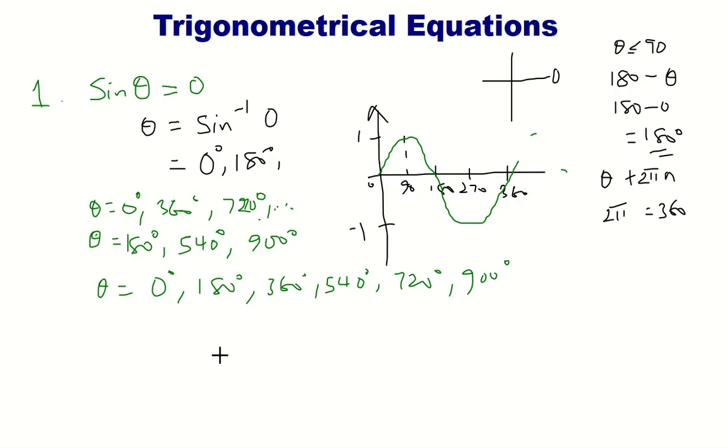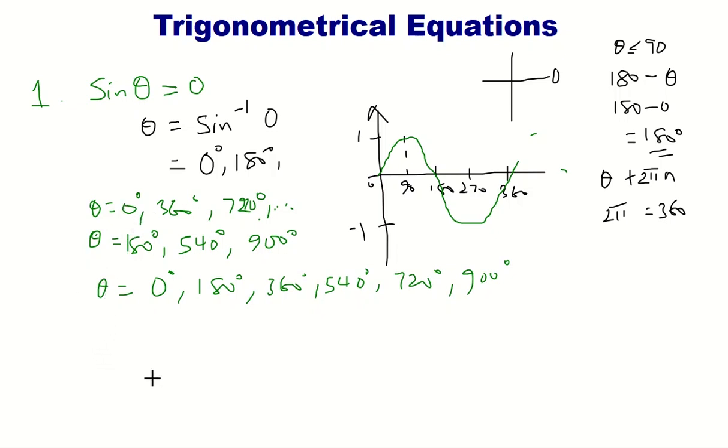Now, what about the negative values? Is theta only positive? No. Since they didn't specify, we can also think of negative values of theta, because there are negative values of theta that still give us sine theta as 0. So how do we get those values? In this case, we added 360 to get the positive values. If you want to get the negative values, subtract.